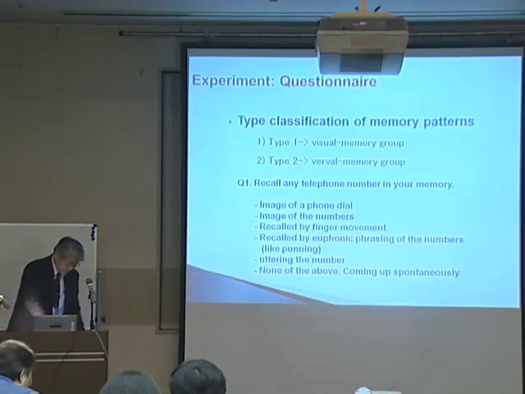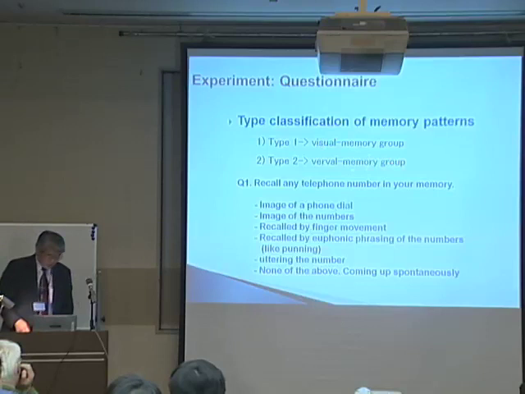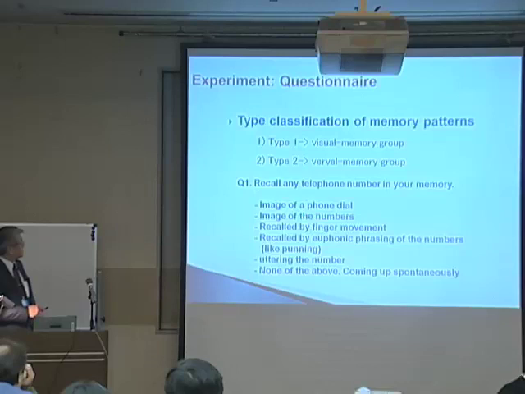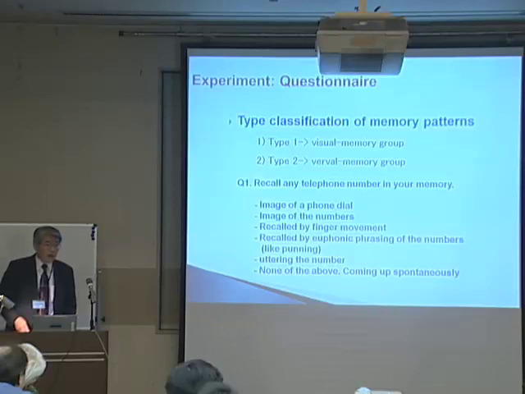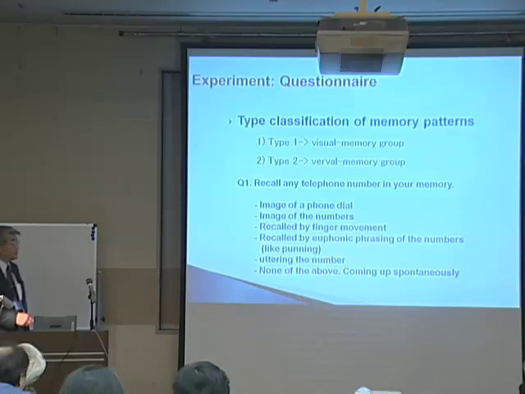We classify subjects into two groups. One type is a visual memory group, and the other type is a verbal memory group. How do you memorize a telephone number? The image of the phone dial, the image of numbers, recalled by finger movement, recalled by the place of the numbers, like active numbers coming spontaneously. That kind of meditation.